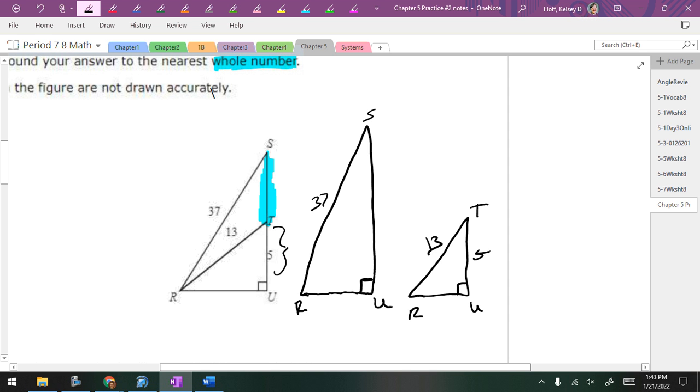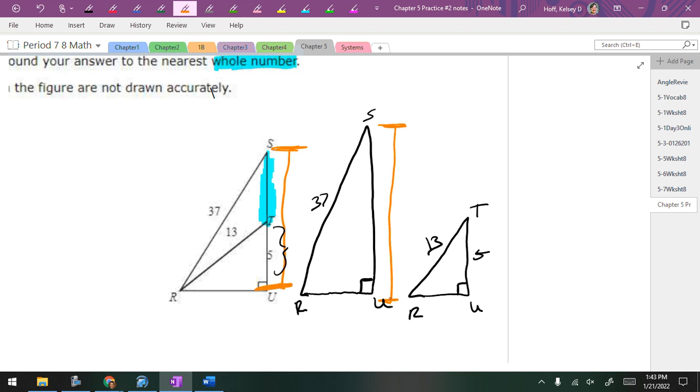So if I want to figure out that little blue highlighted, I'm going to need to know how long SU is, which is part of that big triangle. If we want to find a side of the big triangle, I have to know the other 2. Well, I definitely have 37, but the problem is I don't have RU. How does the little triangle help me with this issue?